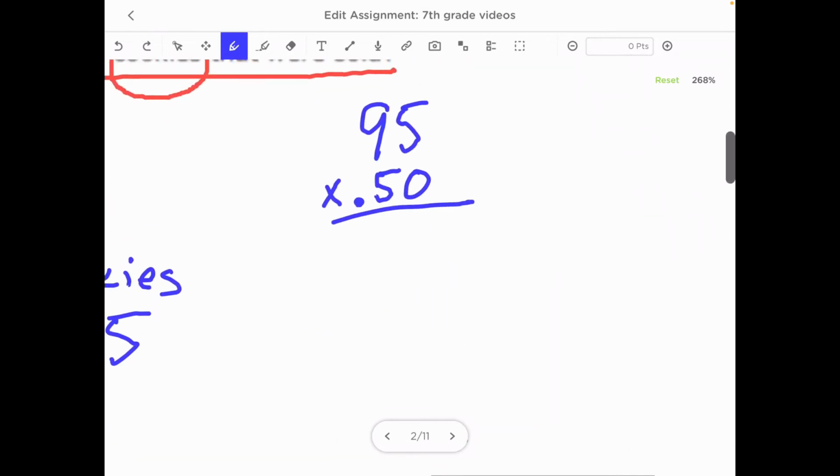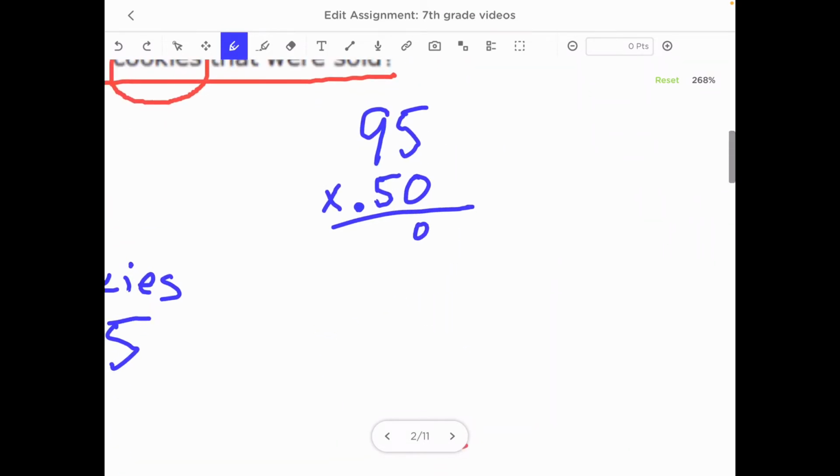Now I know that 0 times 5 is 0. 0 times 9 is 0 again. And then now I'm going to multiply 5 times 5. That's 25. Carry the 2. 5 times 9, that's 45, 46, 47. Okay, add these numbers up. 5, 7, 4. 2 decimal places.